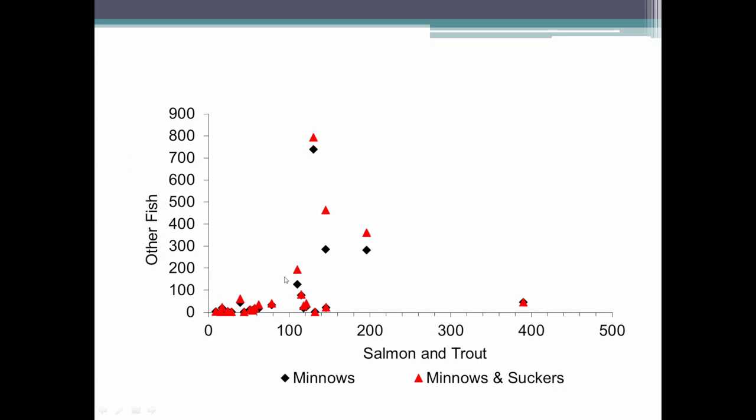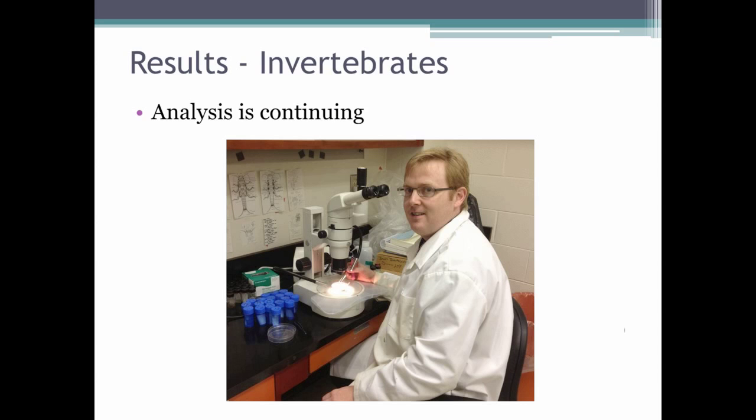And once again, when we plot the salmonid density against non-salmonid density, we find that there does seem to be an optimum salmonid density to achieve maximum biodiversity. In this case, around 125 salmonids per 100 square meters seems to be roughly our maximum.